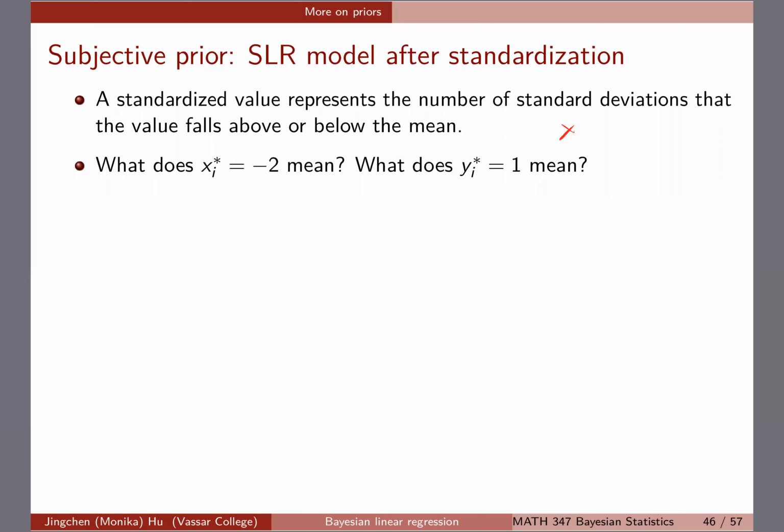So I'm just going to write Xi is log income, and Yi is log expenditure. Maybe talk with your neighbors to make sure that you have a similar understanding of what it means to have -2 for Xi star and +1 for Yi star. All right, so what do you think Xi star equals -2 means? And what about Yi star is 1? Yeah, maybe you can pick one to talk about. Standardized X and standardized Y.